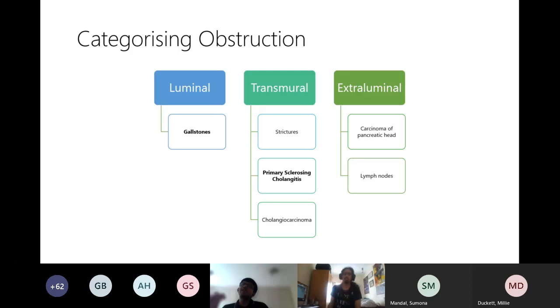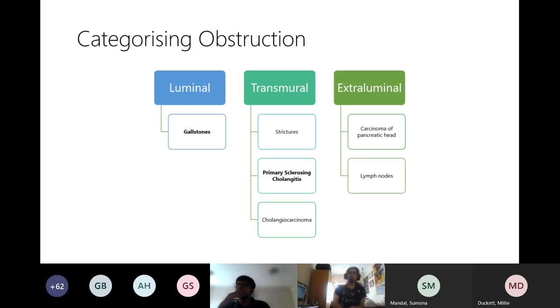And does anyone have a good way of categorizing obstruction? This works for any kind of obstruction, not just biliary obstruction. Can anyone think of a good way of doing it? Yeah, exactly. So intraluminal, mural, and extraluminal. So is it within the tube itself? Is it within the wall of the tube, or a pressure effect from something outside the tube? So can anyone think of problems within the bile duct that can cause obstruction?